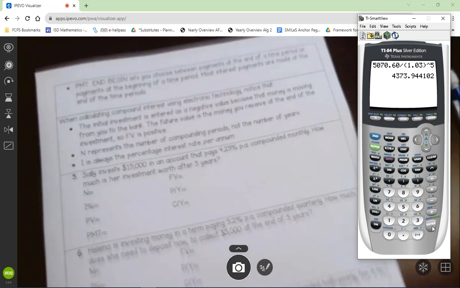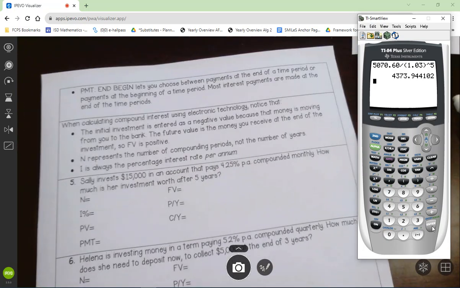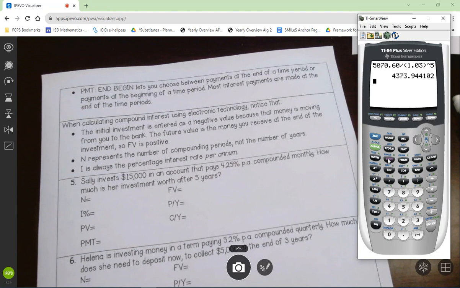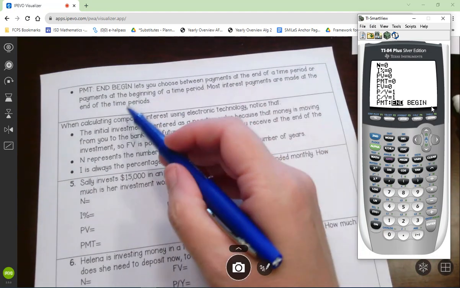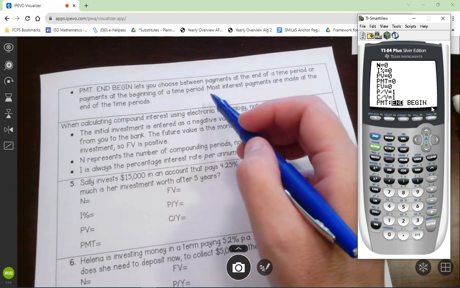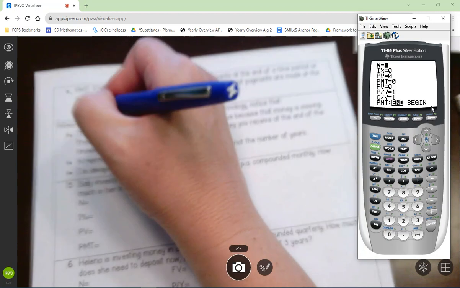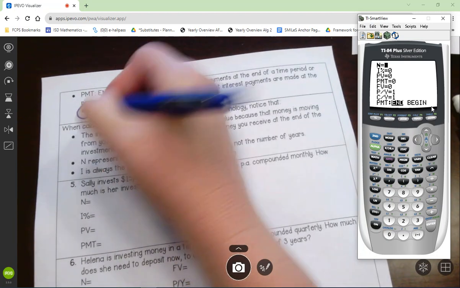All right, let's look at this real quick. So let's go to Apps, Finance, TVM Solver. You'll notice at the bottom here it says Payment End Begin. That lets you choose between payments at the end of a time period or at the beginning of a time period. But most of the payments, if we don't say differently, are going to be at the end of the time period.